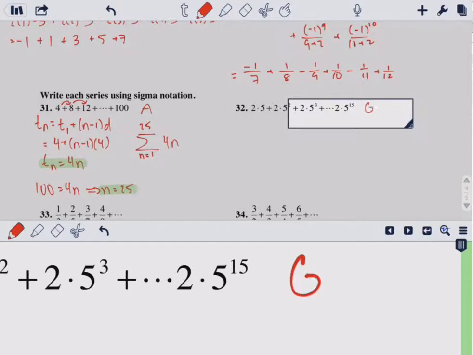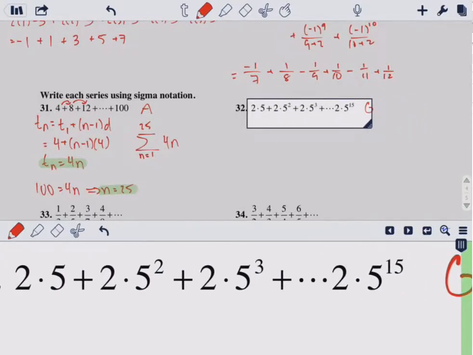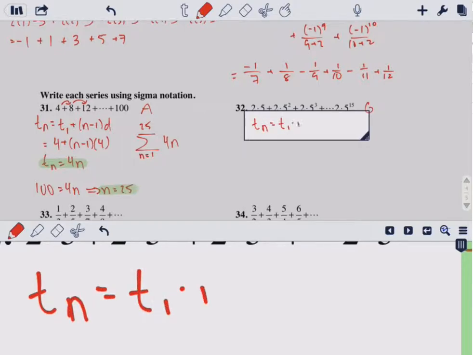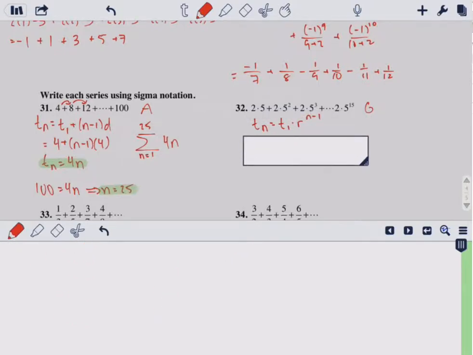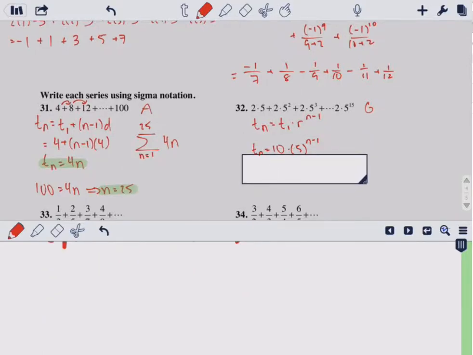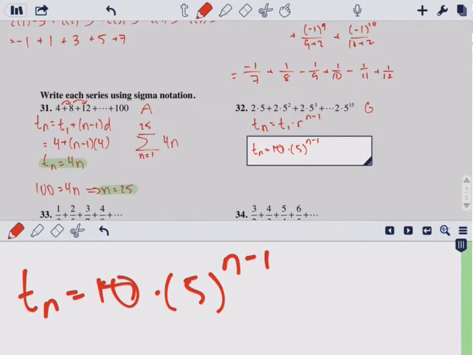Okay, so this one's geometric. That one's pretty straightforward. Let's make sure we do it right. t sub n is equal to t sub 1 times r to the n minus 1. So t sub n is equal to 10 times 5 raised to the n minus 1. Oh, I don't know where I got 10 from. That's supposed to be a 2. 2 times 5 raised to the n minus 1.